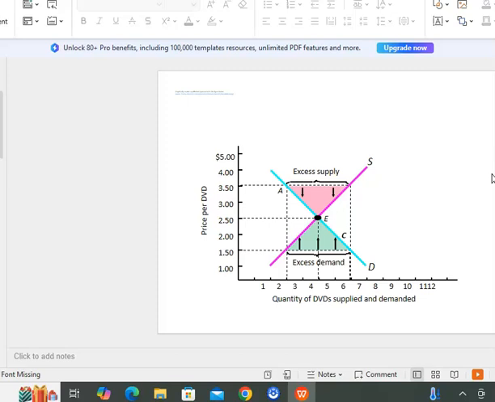So it means that the forces of demand and supply in that case will move the quantity demanded and the quantity supplied back to the equilibrium. That's why you can see the arrows for excess supply are sloping downward from 3.5. It will push the price back to the equilibrium of 2.5, and the quantity supplied will also be reduced from the indicated 6.5 DVDs back to the equilibrium of 4.5 DVDs. And that's because of the forces of demand and supply.